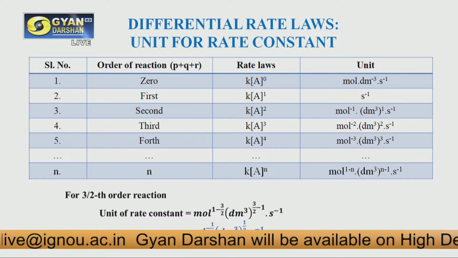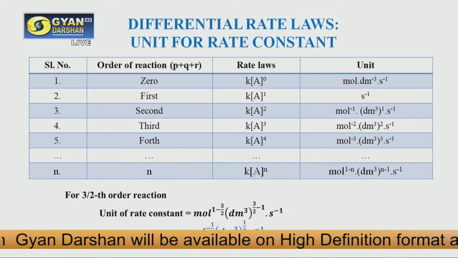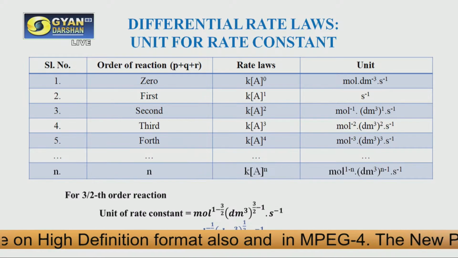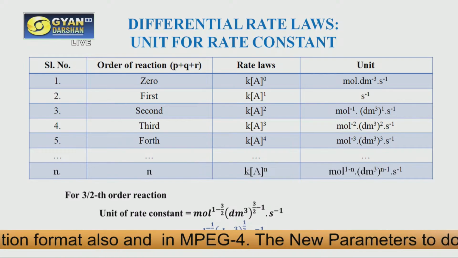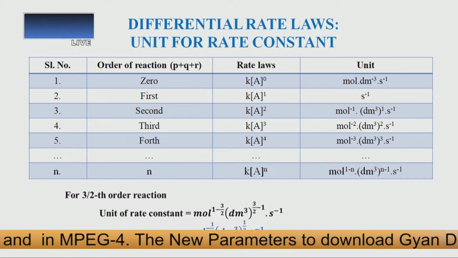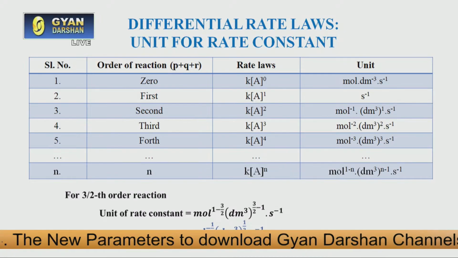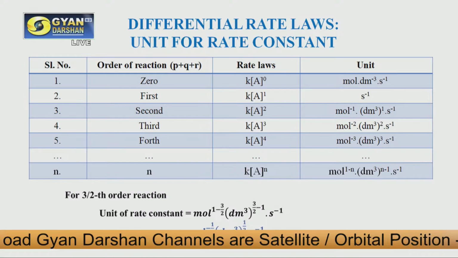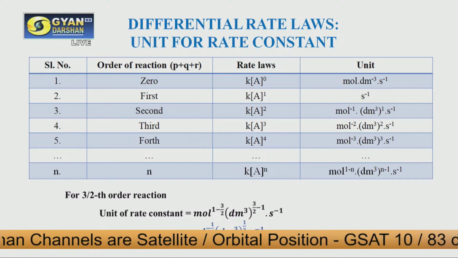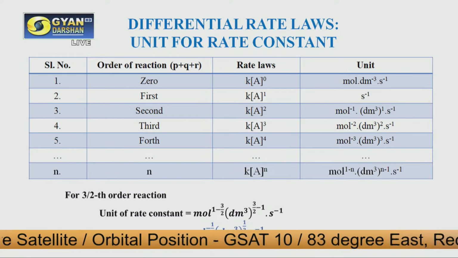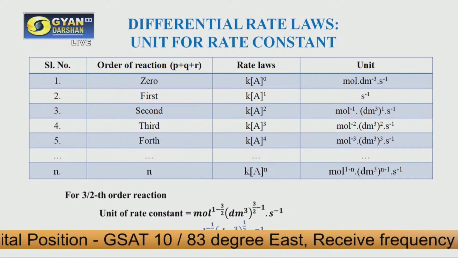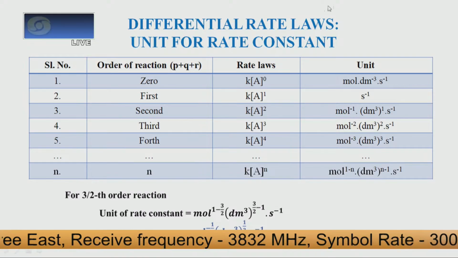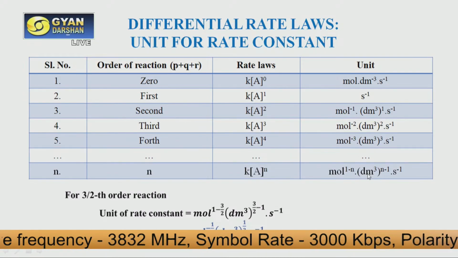So here the unit of the rate constant is mole decimeter to the power minus 3 and second inverse. Similarly for the first order reaction, it is simply second inverse, and for the second order reaction, it will be mole inverse decimeter cubed into second inverse. If we derive it for the nth order, then we can simply say that the unit of the rate constant is mole to the power n minus 1, decimeter cube to the power n minus 1, and second inverse, where n denotes the order of the reaction.